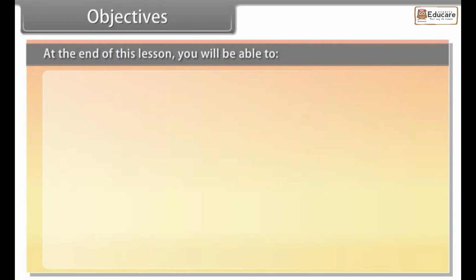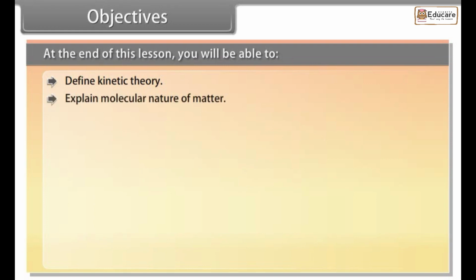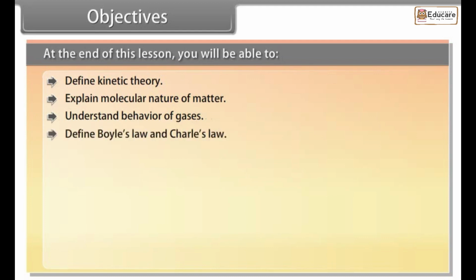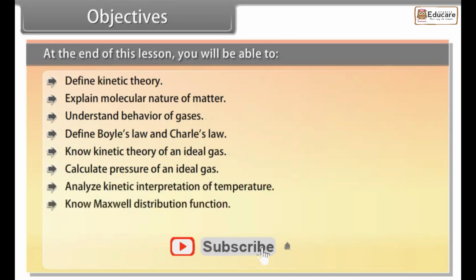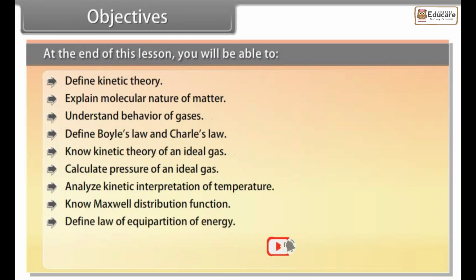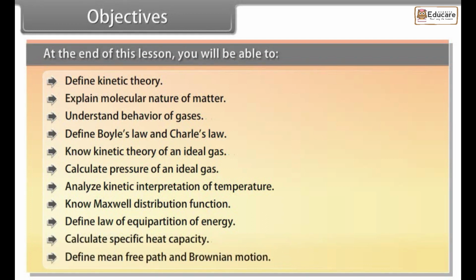At the end of this lesson, you will be able to define kinetic theory, explain the molecular nature of matter, understand the behavior of gases, define Boyle's law and Charles' law, know the kinetic theory of an ideal gas, calculate the pressure of an ideal gas, analyze the kinetic interpretation of temperature, know the Maxwell distribution function, define the law of equipartition of energy, calculate specific heat capacity, define mean free path and Brownian motion.